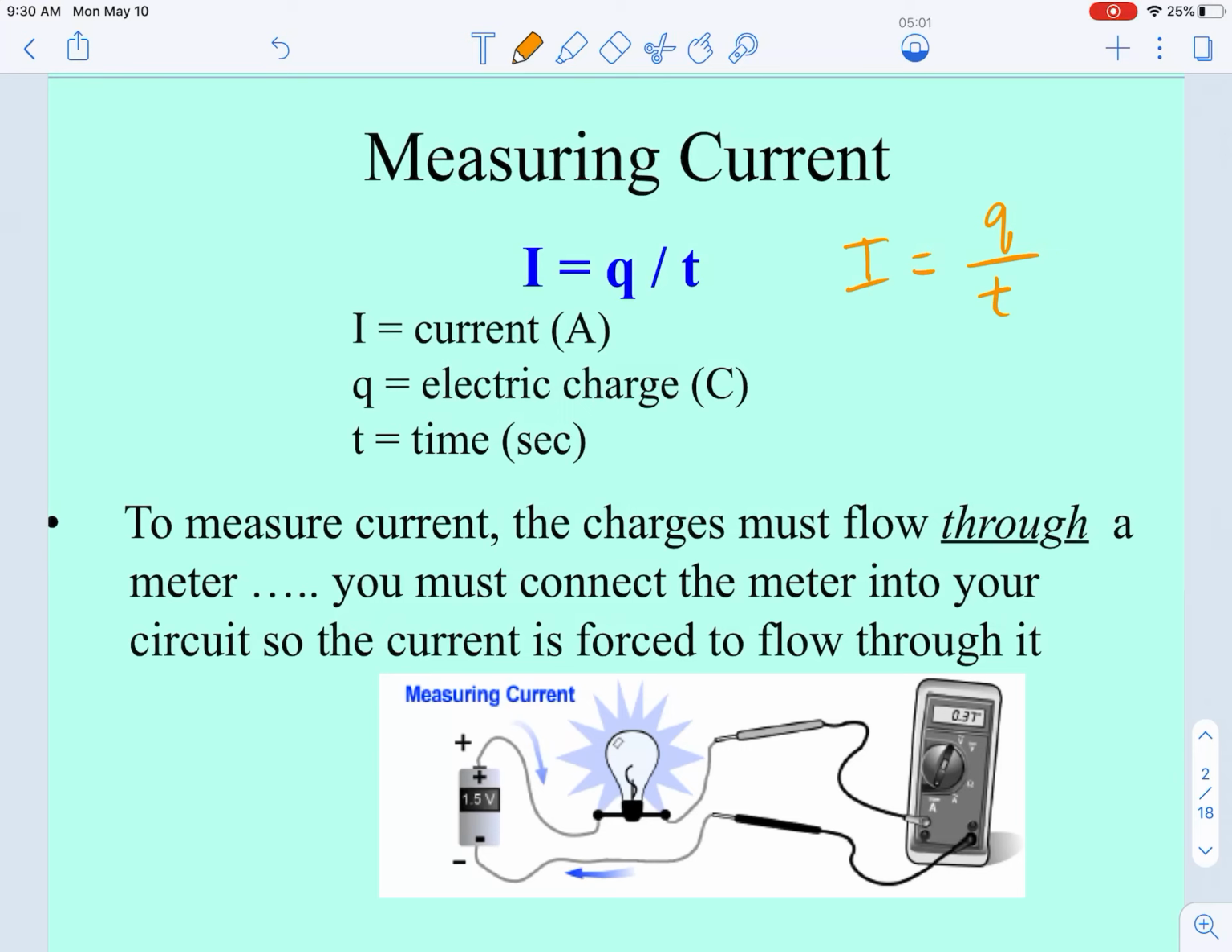So we have lowercase t for time, which we want to be in seconds. This is the same that we have used throughout the semester.